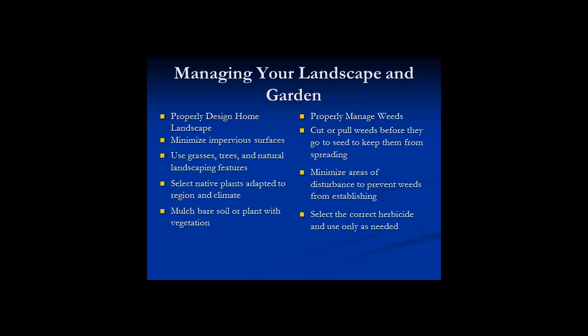Some of the things that we can do to manage our landscape and garden is properly designing that home landscape area, minimizing any impervious surfaces on your property, using grasses, trees, and natural landscaping vegetation, or vegetation that's native to the area that may not need as much water or be able to survive the different climates. Mulching the bare soil or planting it with vegetation, so you're minimizing that bare soil.